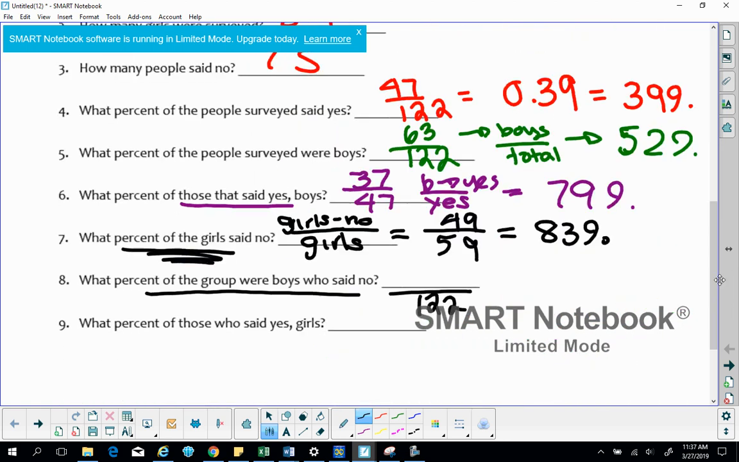Good, 26. What do you end up getting when you do that? 0.21. 0.21, which ends up being 21%.